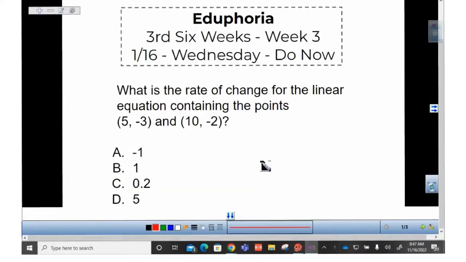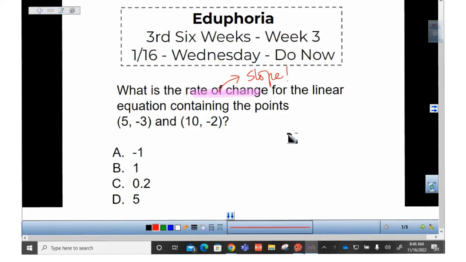All right, so let's go ahead and start with our do now for today. We're talking about what is the rate of change for the linear equation containing the points (5, -3) and (10, -2). Remember, this is in Eduphoria. So, by the way, rate of change is the same thing as what? There you go, same thing as slope, right?